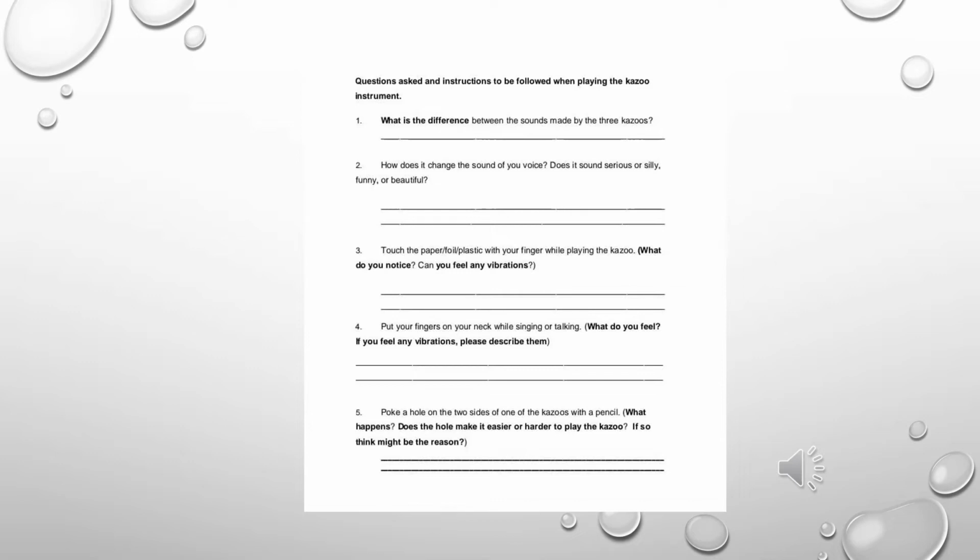The fourth question being, put your fingers on your neck while singing or talking. What do you feel? If you feel any vibrations, please describe them. The fifth and last question being, poke a hole on the 2 sides of one of the kazoos with a pencil. What happens? Does the hole make it easier or harder to play the kazoo? If so, what might be the reason?